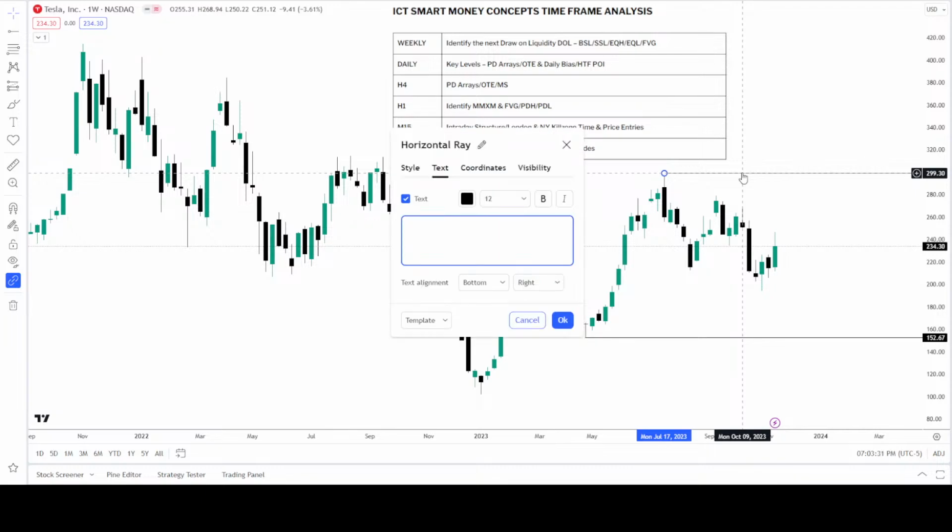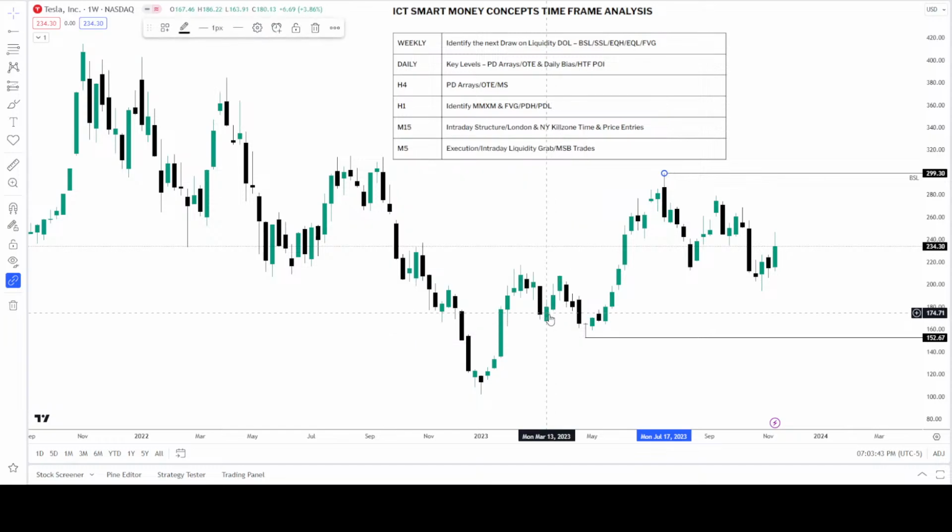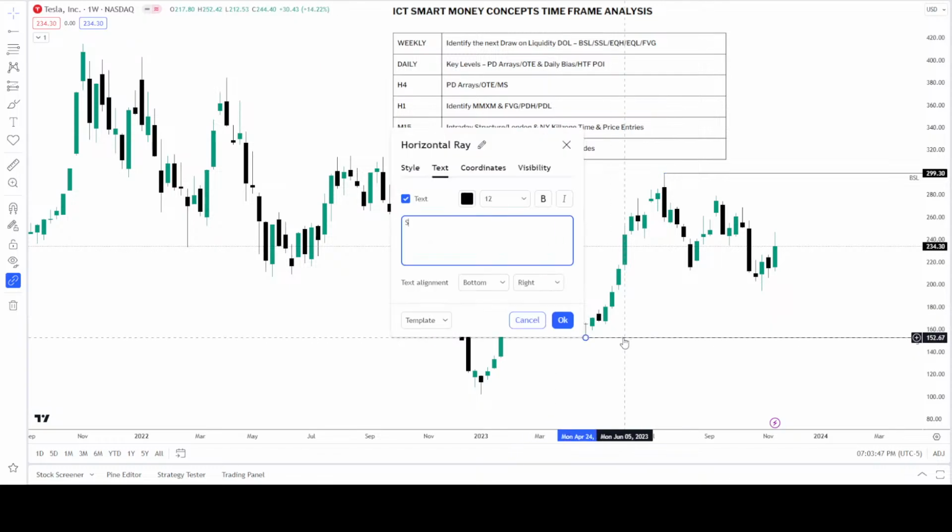If you double click or double tap, depending on if you're using mobile or desktop, you can open up the settings on these horizontal rays. I use horizontal rays because I can link them to or anchor them to specific candles. That's why I like those ones. So we're going to label it buy side liquidity and sell side liquidity.